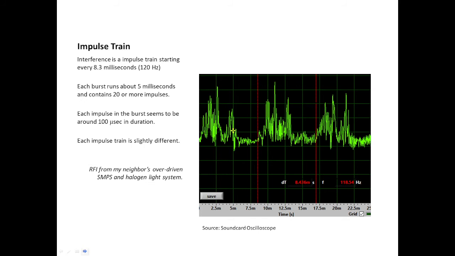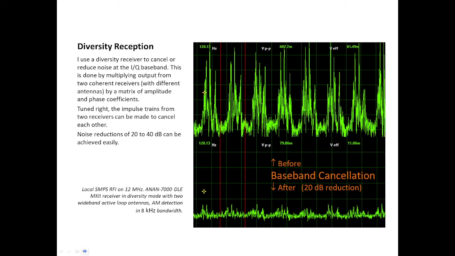So that's what the noise coming from my neighbor's overdriven switch mode power supply and halogen light system looks like on an oscilloscope. And this is basically on 12 megahertz using AM demodulation in a 7 kilohertz bandwidth. With diversity reception, in other words, two channels that I'm phasing against each other, I can very easily get 20 up to 40 dB of cancellation by getting these impulse trains out of phase so they cancel each other. And here's the same interference, and diversity reception is giving me around 20 or more dB of reduction to the voltage of that signal coming in.